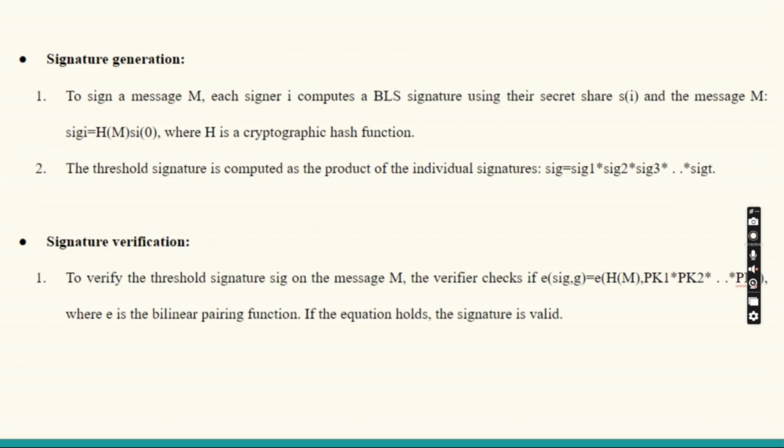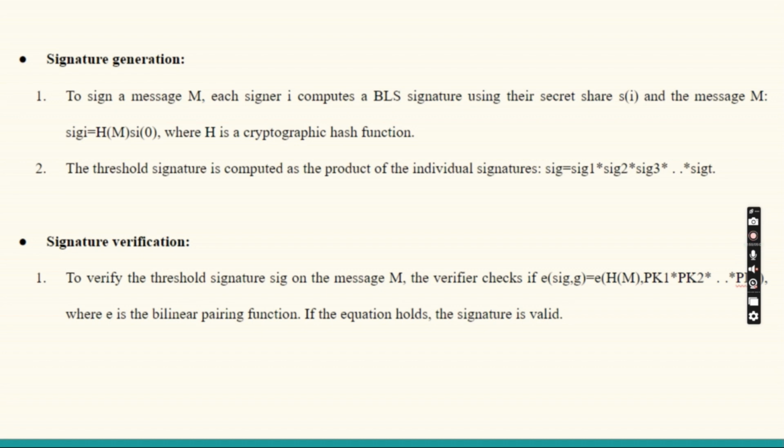Next is the signature generation. To sign a message M, each signer i computes a BLS signature using their secret share Si and the message M, where the signature is equal to H(M) raised to Si(0), where H here is the cryptographic hash function. The threshold signature is computed as the product of the individual signatures. That is, SIG is equal to SIG1 times SIG2 times SIG3 up to SIGt.